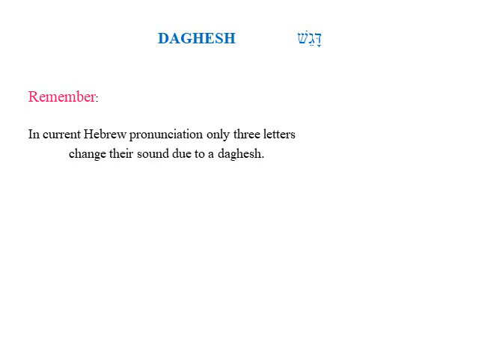So remember, however, that in current Hebrew pronunciation, only 3 letters of these 6 will change their sound due to a Daghesh, and that is B and V, K and Ch, and P and F when this letter shows up at the end of the word.